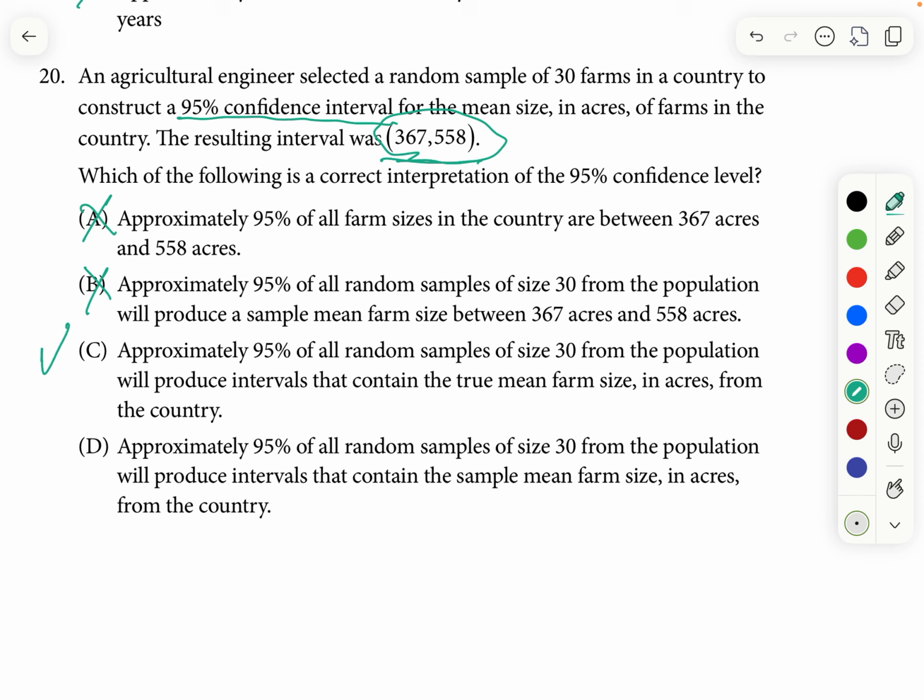Okay, D, approximately, well, we know it's C, but D, approximately 95% of all random samples of size 30 from the population will produce intervals that contain the sample mean farm size in acres from the country. That's not true. So the only difference between C and D was sample mean, whereas C is the true mean. So a 95% confidence interval means that 95% of the intervals you get contain the true population parameter, not the sample mean. I mean, if you think about it, it doesn't really even make sense, because the sample mean depends on the sample you get. Right? So the answer is choice C.